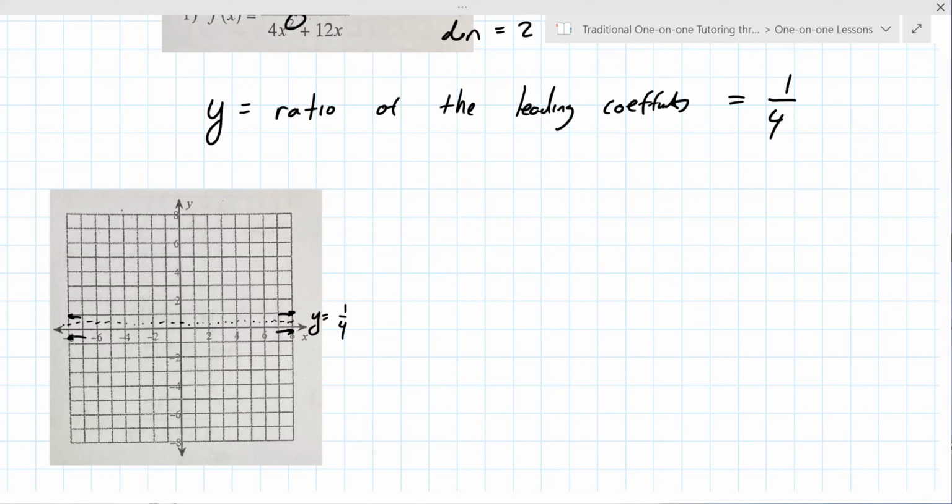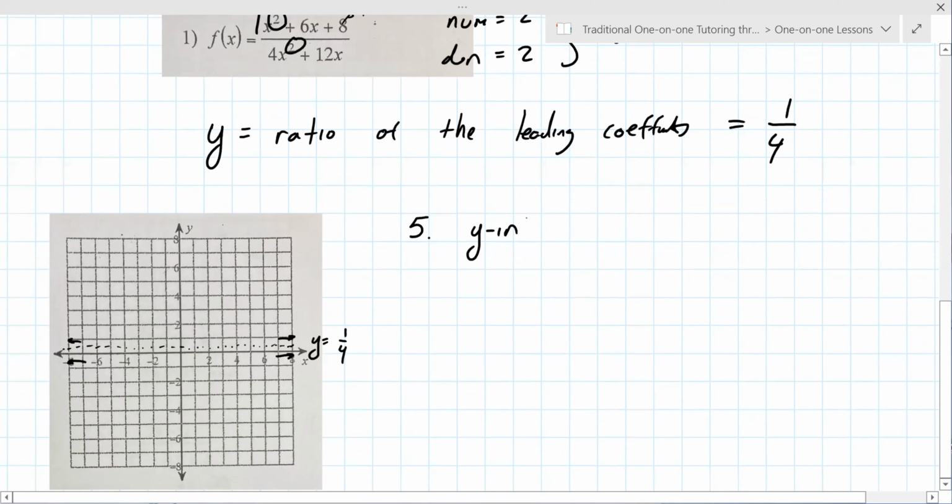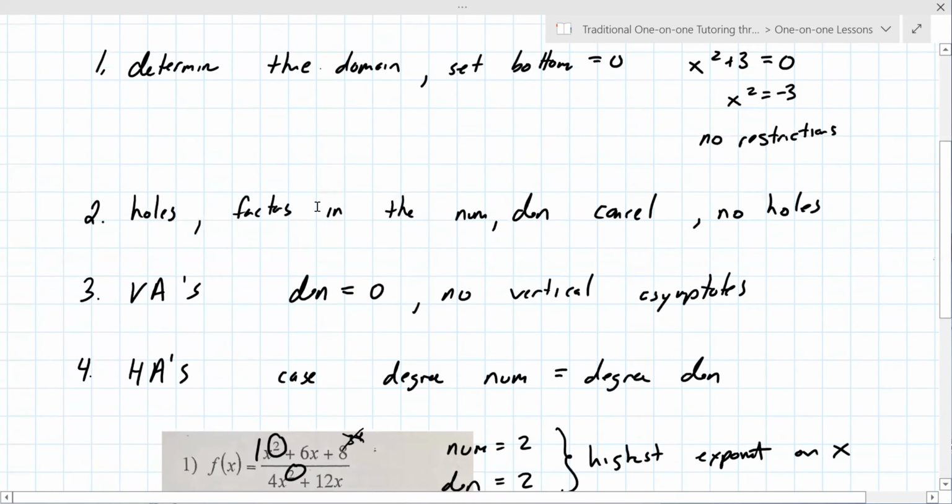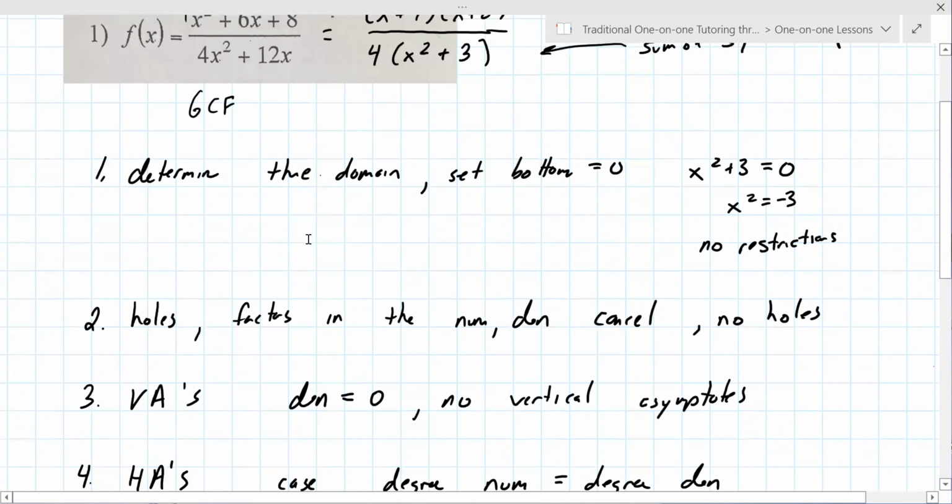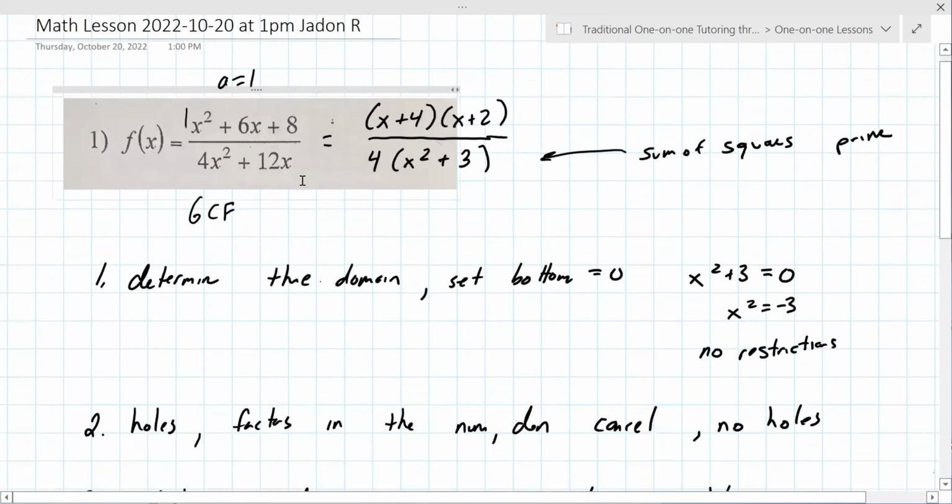Okay, so we're up to 5 or 6. Let's go y-intercept first. The y-intercept is when x equals 0. Wait a second. Did I? Oh boy, I really messed up here. I apologize. Oh man, I knew there was something wrong.